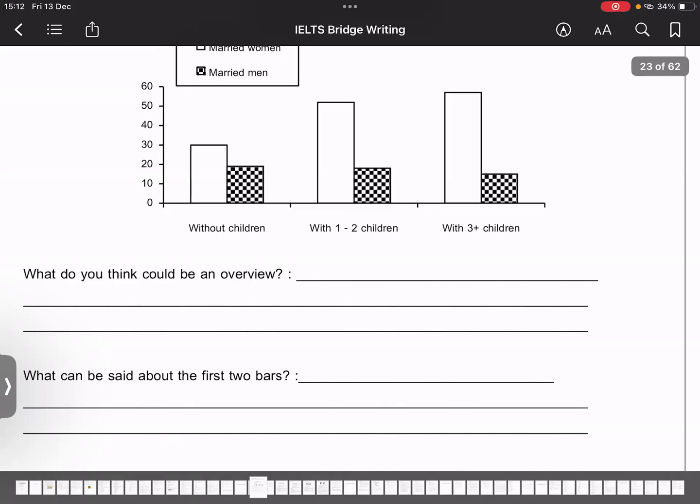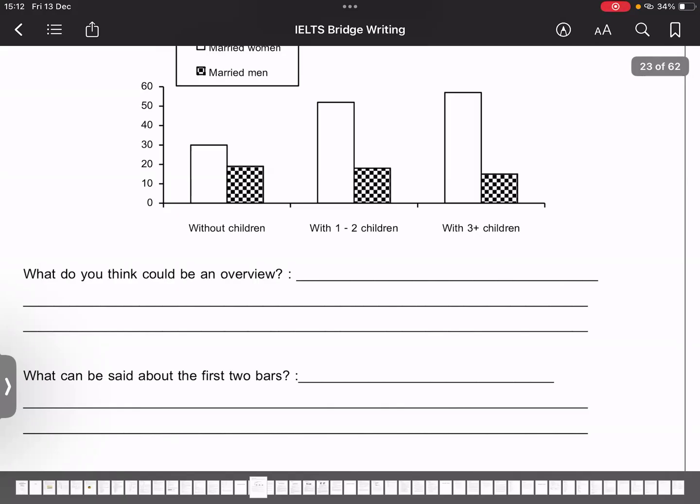So in English, I can say the number of hours that married women spend on housework increases with the number of children, whereas the number of hours that married men spend on housework decreases with the number of children. Of course, they can say that, but it's very long, isn't it?